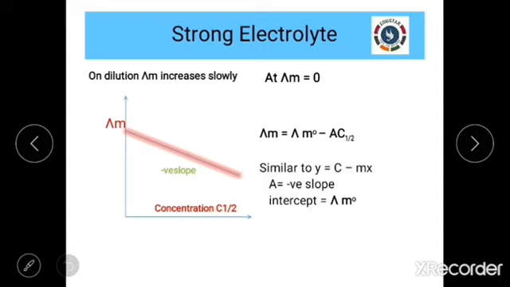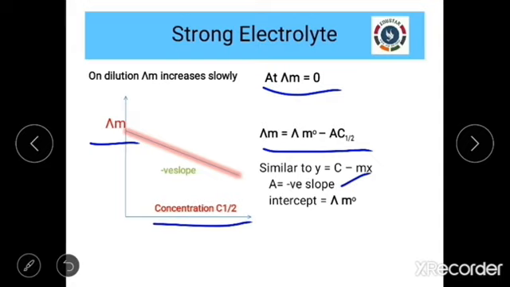Now seeing the strong electrolyte at lambda m is equal to 0. I am plotting a graph between lambda m, that is molar conductivity, and concentration C to the half. I am getting a straight line. The equation is lambda m is equal to lambda m naught minus A C to the half. This equation can be compared with the straight line equation y is equal to c minus mx. Here the slope is negative, right? The straight line is giving the negative slope. So A is the negative slope, and what is the intercept? The limiting molar conductivity is the intercept.